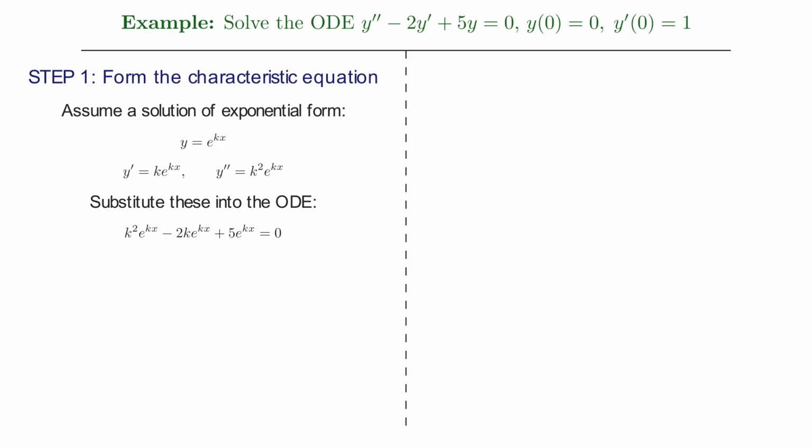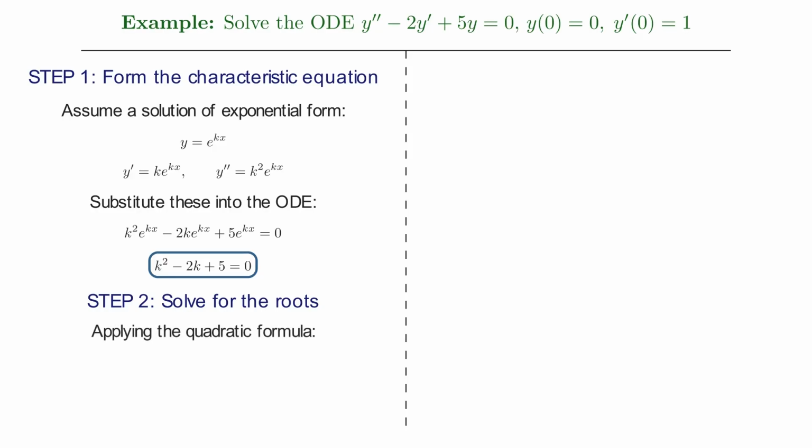Since e^(kx) is non-zero, we can divide by e^(kx) and we get k² - 2k + 5 = 0. So solving the quadratic equation, since we can't see any obvious factors, we're going to use the quadratic formula.